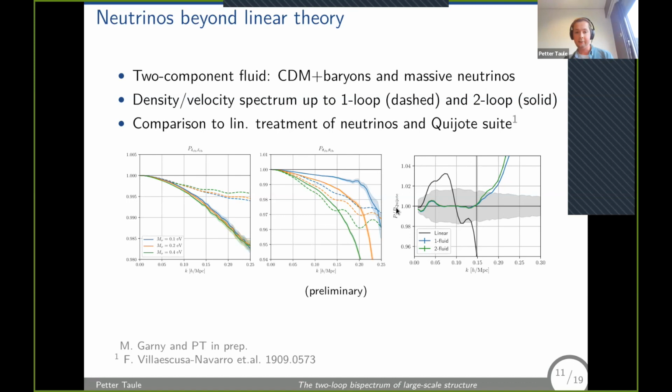And then finally, we compute this also in the EFT and compare to Quijote data for the density power spectrum, which is shown here. We divide by the Quijote results, with the gray areas showing simple variance from realizations. The one-fluid case is the linear treatment of neutrinos, and the two-fluid the full nonlinear treatment of neutrinos. But since we have the freedom of the EFT counterterms, this difference can be fitted very well, so that both models seem to match the data essentially equally well in this case.